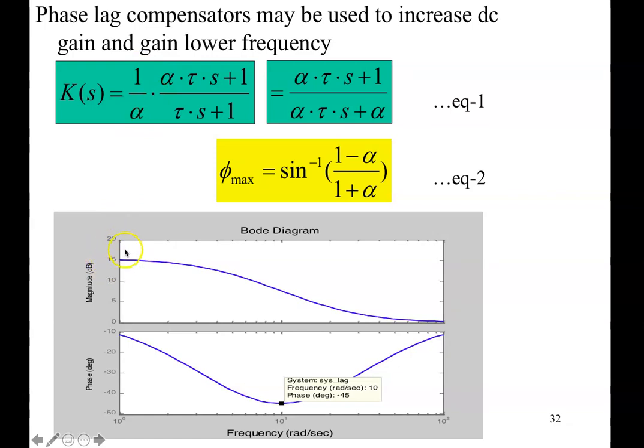You see in this plot, it shows a gain of 15 dB, which is more than 0 dB. 0 dB will give you a gain of 1. So 15 dB is a positive gain, and positive gains help to reduce the steady state error, as I will explain in a minute.